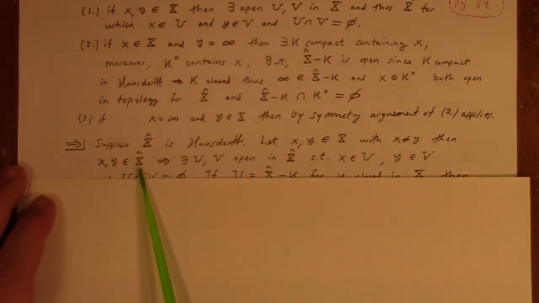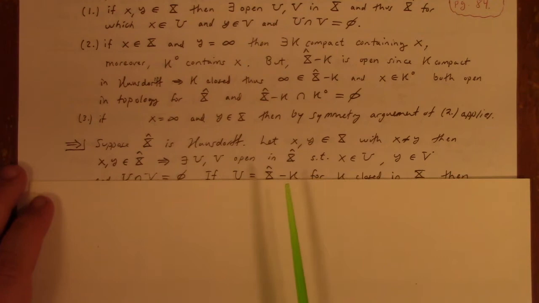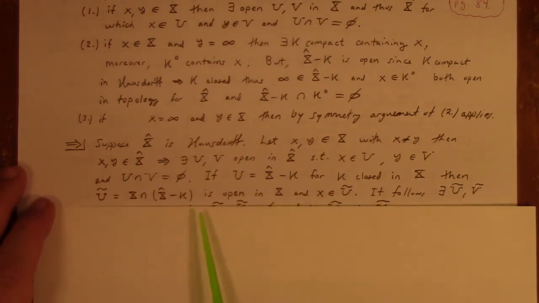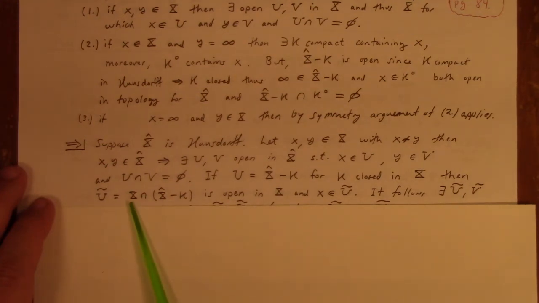Then that means x and y are also in X hat, right? Which means there exist open U and V in X hat such that x and y are separated by these open sets which don't meet. And so if U is equal to X hat minus K for some closed K in X, then what does that mean? That means that U tilde, formed by X intersect X hat minus K, is going to be an open set because it's the intersection of an open set with X, right?